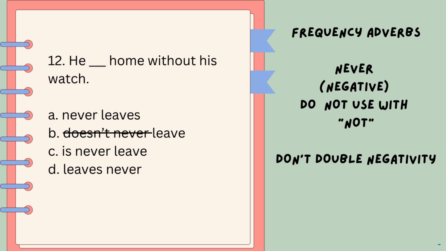And he doesn't never, so you cannot use that, we don't use double negatives. Never is already negative, so never ever do that. Again, you cannot use is and leave in the same sentence, and the answer is he never leaves home without his watch.